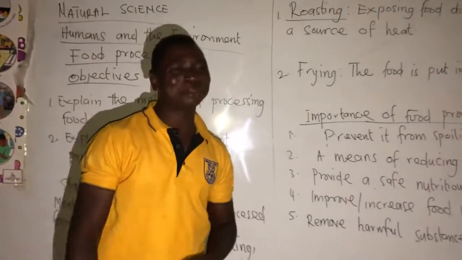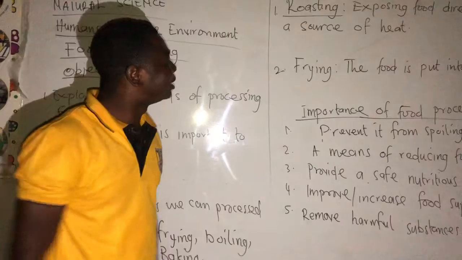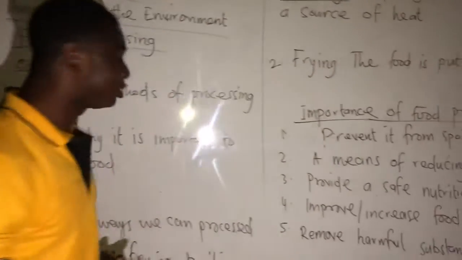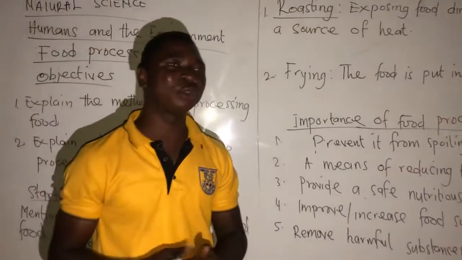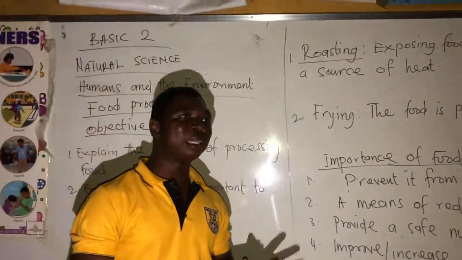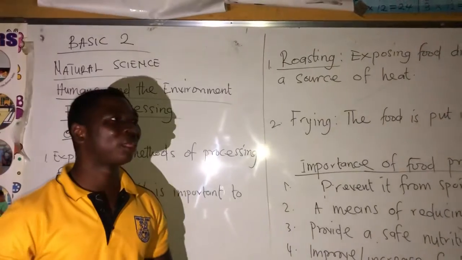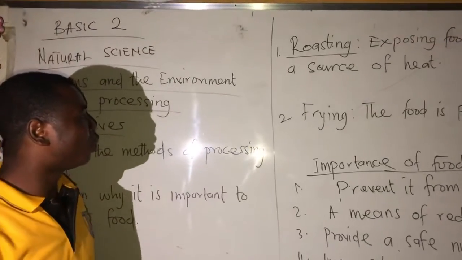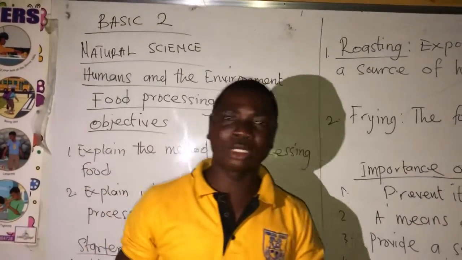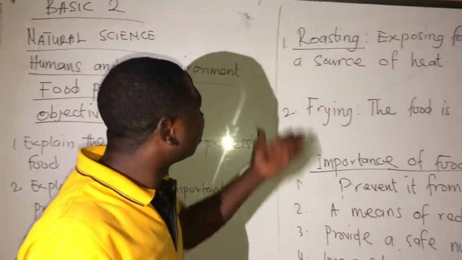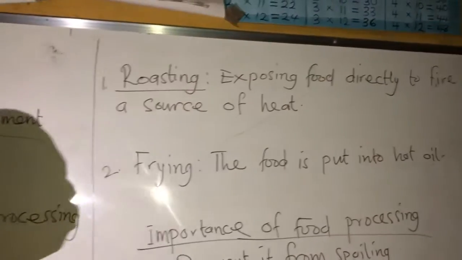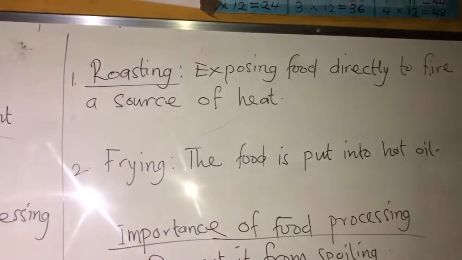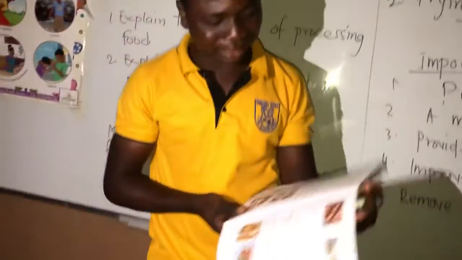Let's now explain some of the ways of processing food. We talked about the process, how we process food, and the meaning of food processing. We said roasting. Roasting is what? Exposing food directly to fire or a source of heat. Let's look at some pictures.